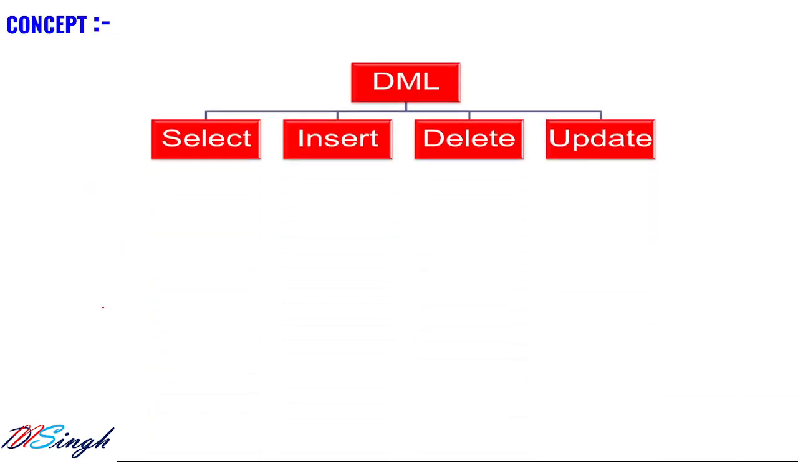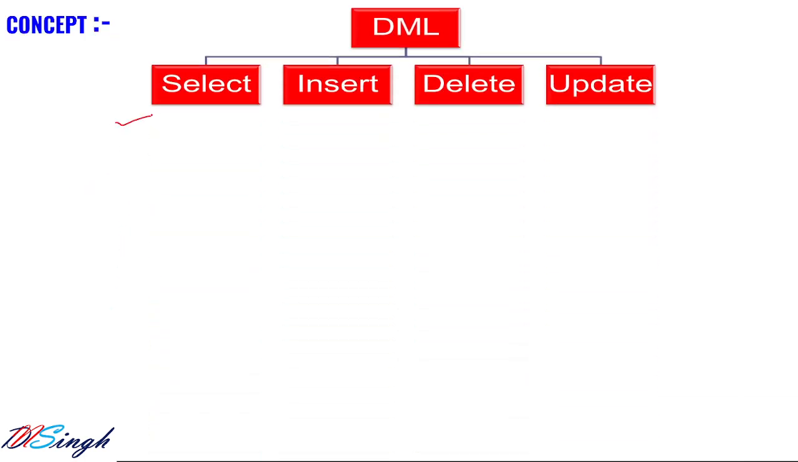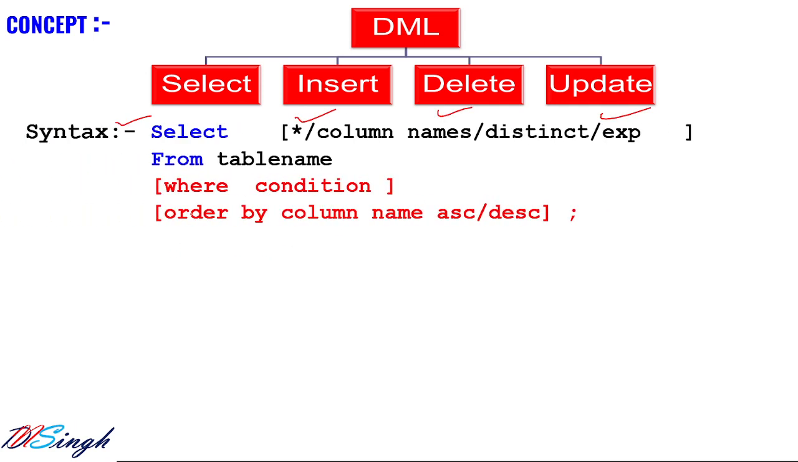Let us go for the concept of DML commands. We have 4 DML commands: select, insert, delete, and update. Select is used to display the data, the most important command. So what is the syntax of the select? Please pay attention to this syntax. You need to write the select command, then you can write star. Star means what? Star means all. If you want all columns in your output, what you can write? Star. If you want some of the columns in your output, then you can write the column list comma separated. If you want only distinct values to come in your output from a particular column, you have to use the distinct keyword in front of that column name.